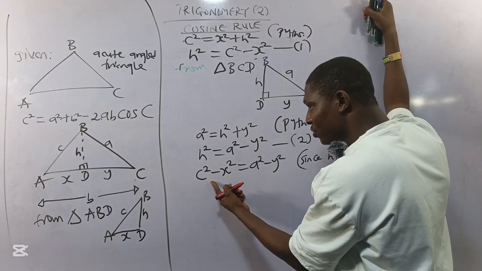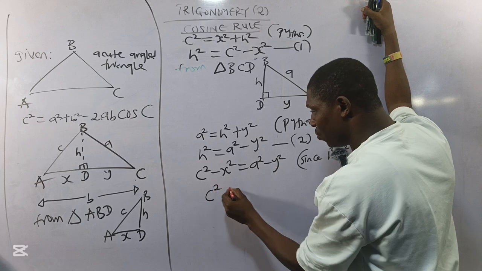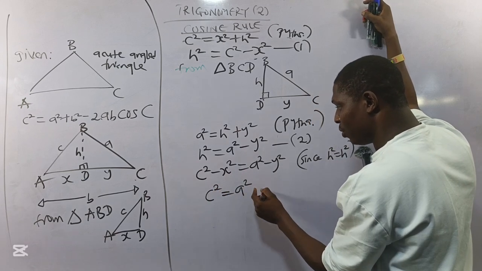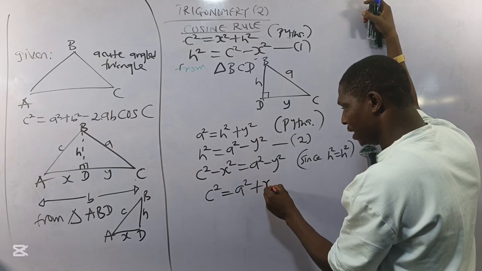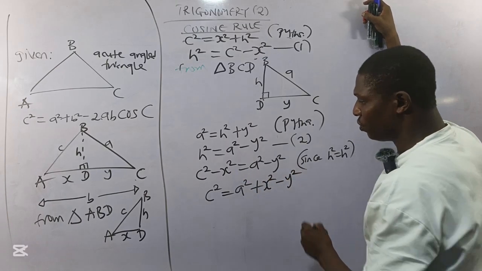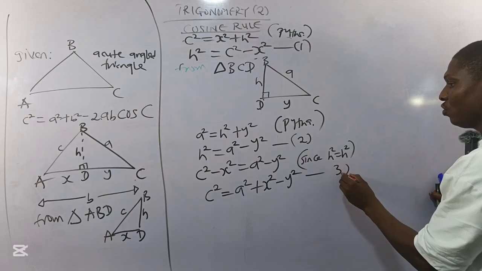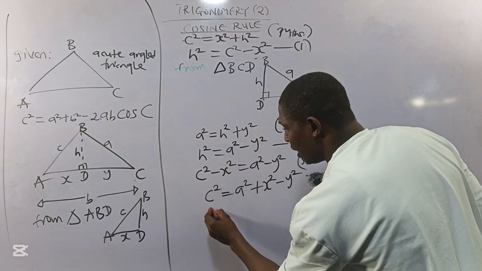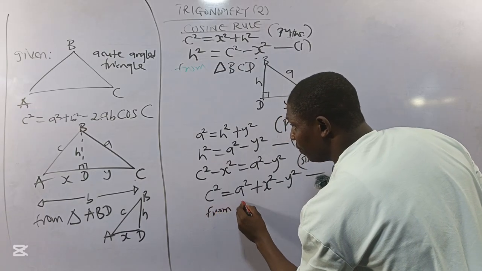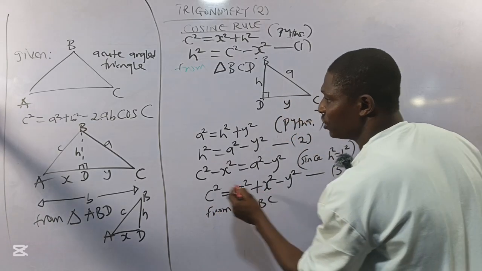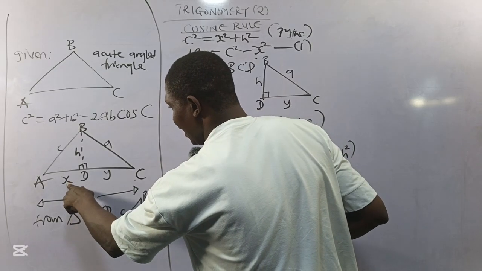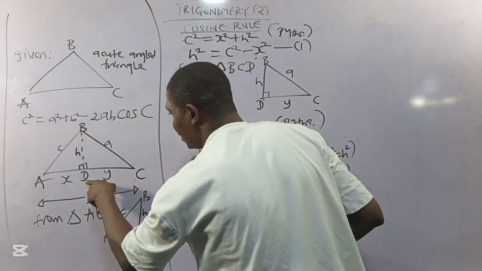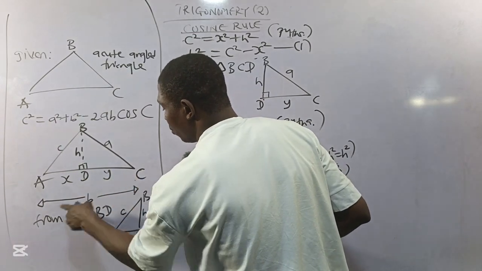Now, I can make C squared the subject of the formula, so I have C squared equal to A squared, this is positive, let it come first, plus X squared minus Y squared. Let me take this as equation 3. But if I look at triangle ABC, which is a complete triangle, you can see that X plus Y is equal to B, because AD plus DC is equal to B.